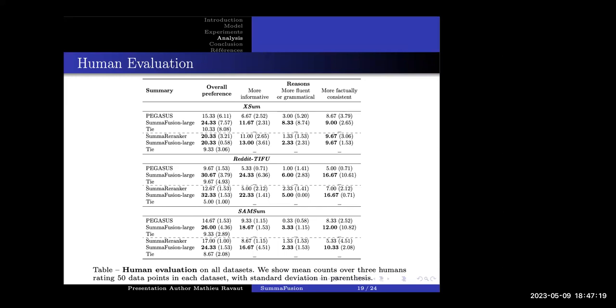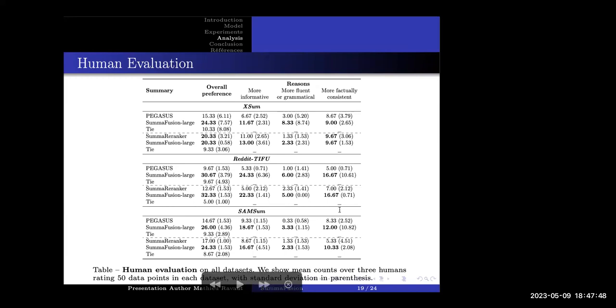And we're asking humans, okay, here are 2 summary candidates. Pick which one is more informative, more fluent or grammatical, or more factually consistent. In parentheses is the standard deviation of the results over 3 humans. So for each data set, there are 3 human evaluators.